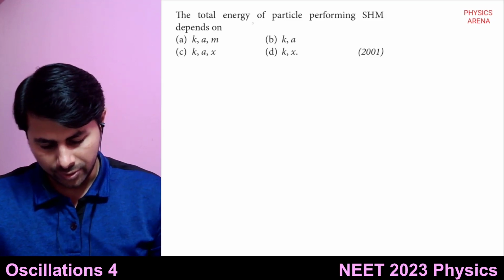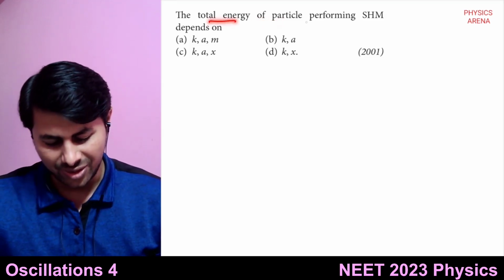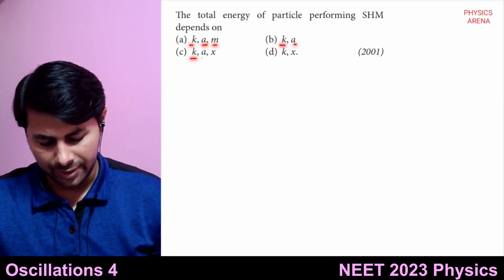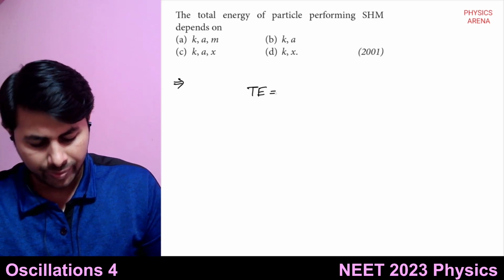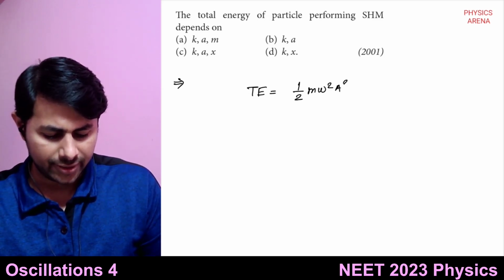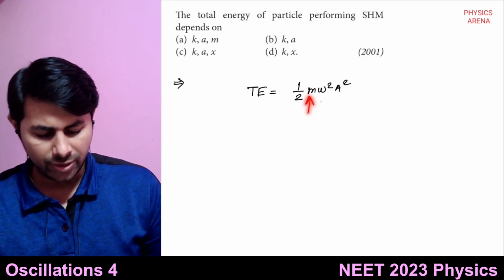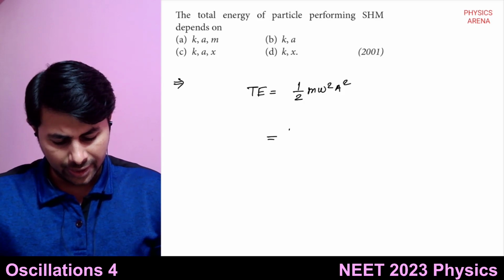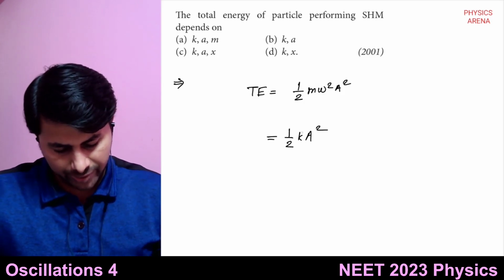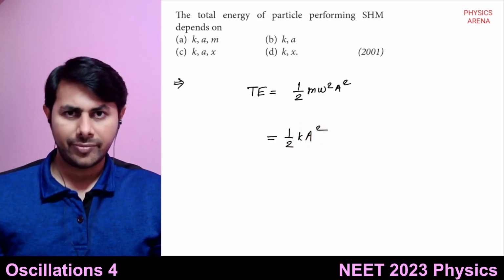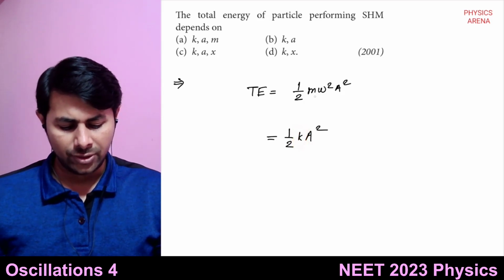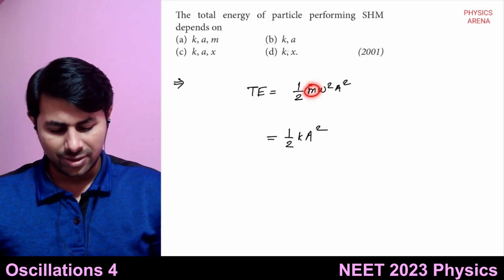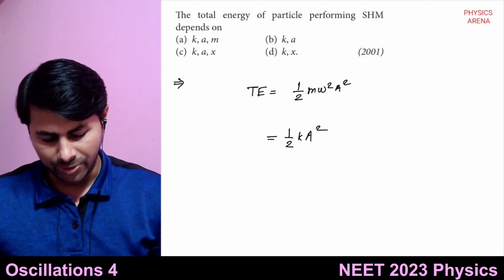Next question, the total energy of a particle performing simple harmonic motion depends on, so KAM, KA, KAX, KX. Total energy can be written as half of m omega square a square. Okay, so in this case, you can say it depends on m, omega, and a, right? And it can also be written as half of k into a square. So if k and a are given, there is no need of m. But if k is not given, then you need m, omega, and a. But if k is given, we don't need m. So K is the answer. Okay, option B is the answer.